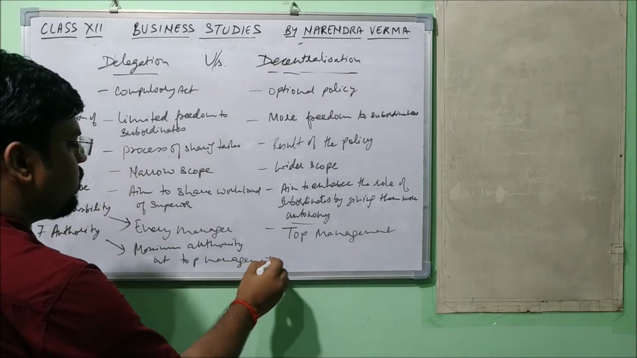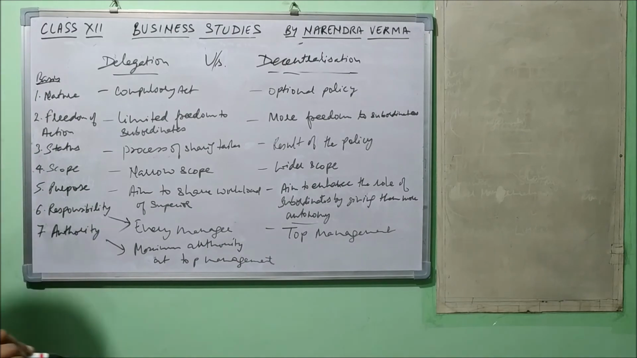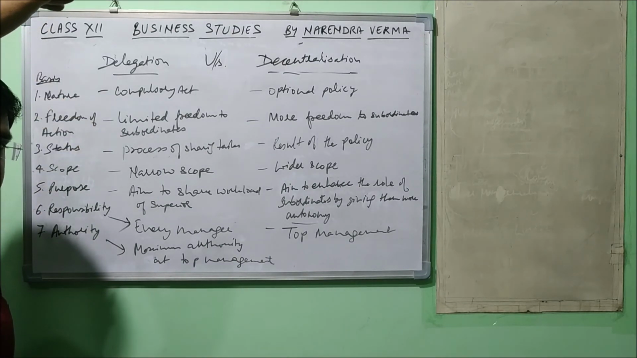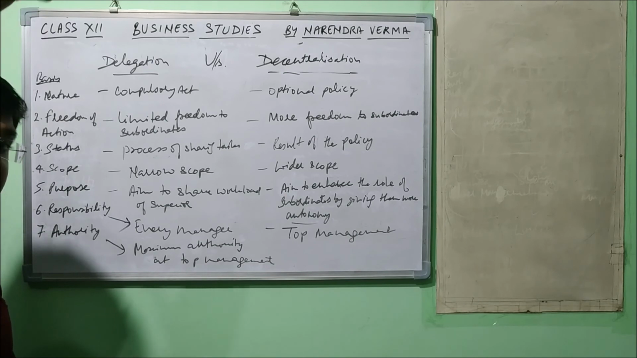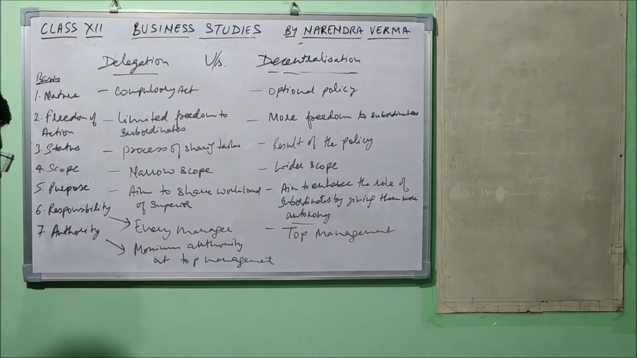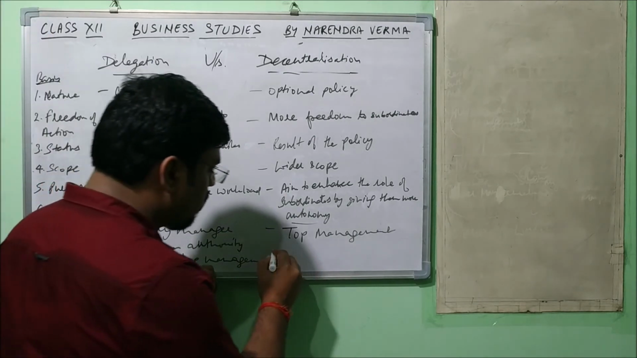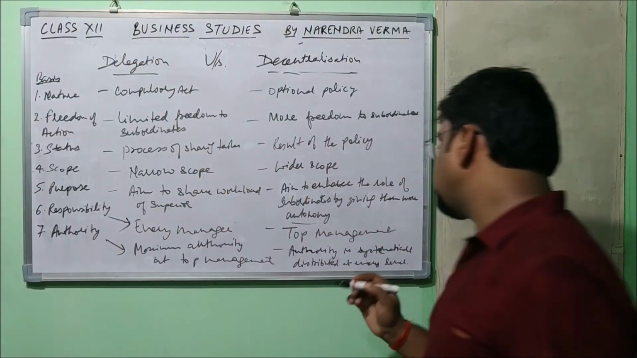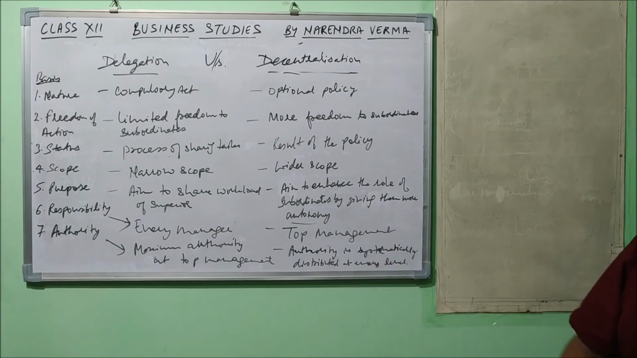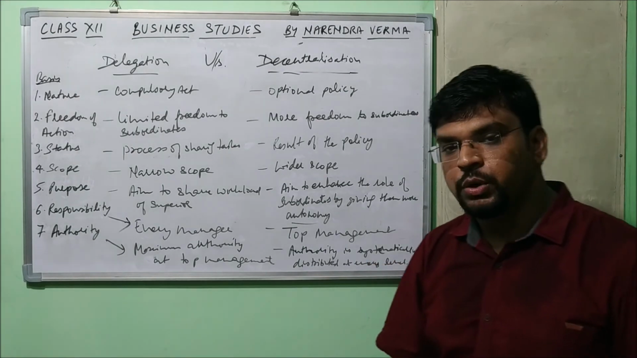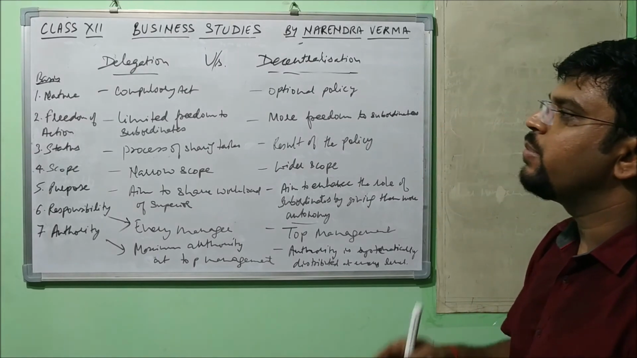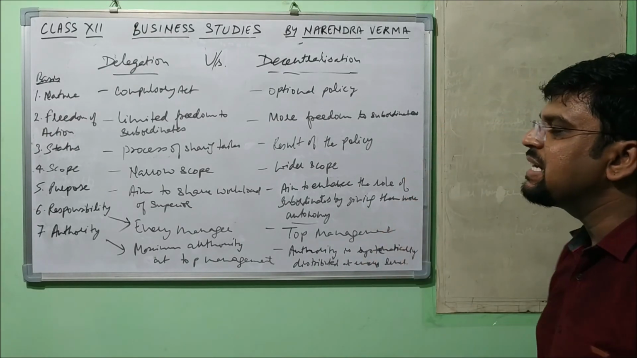In delegation, the maximum authority remains at top management. I already explained when I was discussing delegation that the highest authority is with the top level management, and then it starts reducing. But in decentralization, the authority is distributed at various levels. So authority is systematically distributed at every level. So these were the seven bases on which we have compared delegation with decentralization.